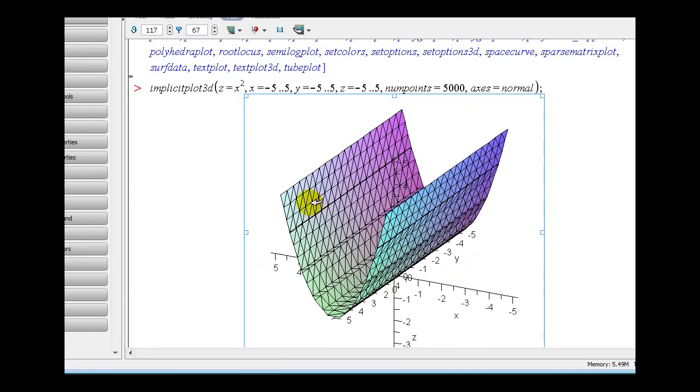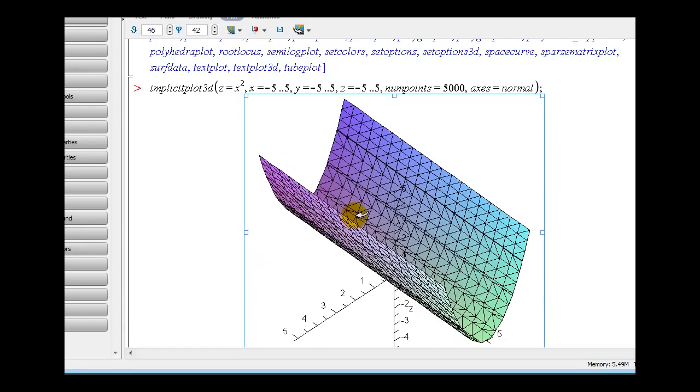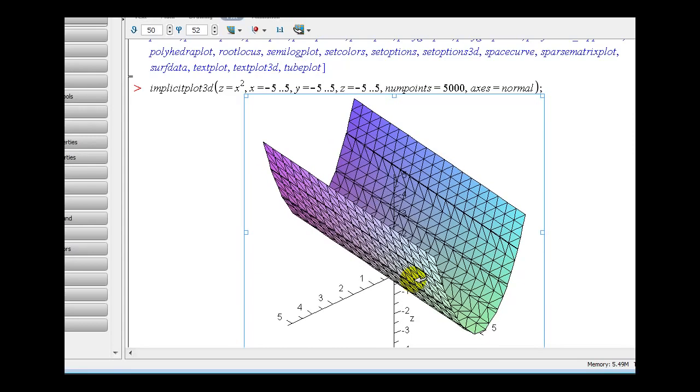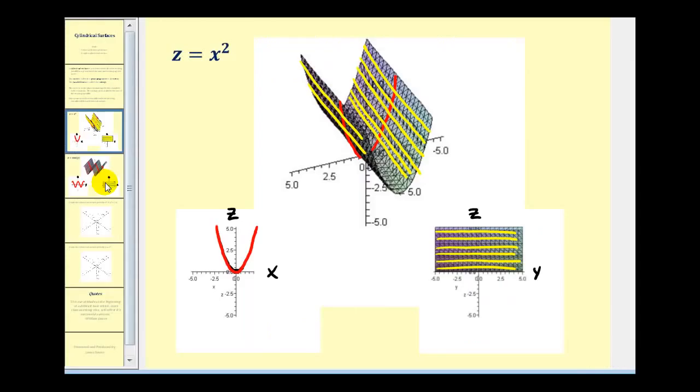Now I should mention, most people think of a cylinder as a circular cylinder, but using this mathematical definition, a cylinder is not what you might have expected. Let's take a look at one more before we graph our own.